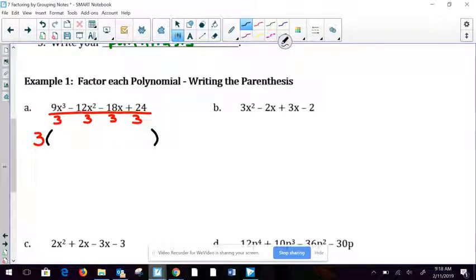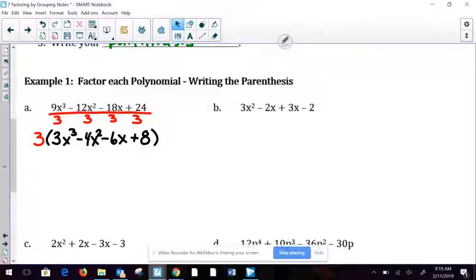So 9 divided by 3 is 3x to the third. Negative 12 divided by 3 is negative 4x squared. Negative 18 divided by 3 is negative 6, and then my x. And then finally, 24 divided by 3 is a positive 8. Now that I factored out my GCF, the rest of this seems a little bit easier. So like the step said earlier, we want to divide our problem in half.